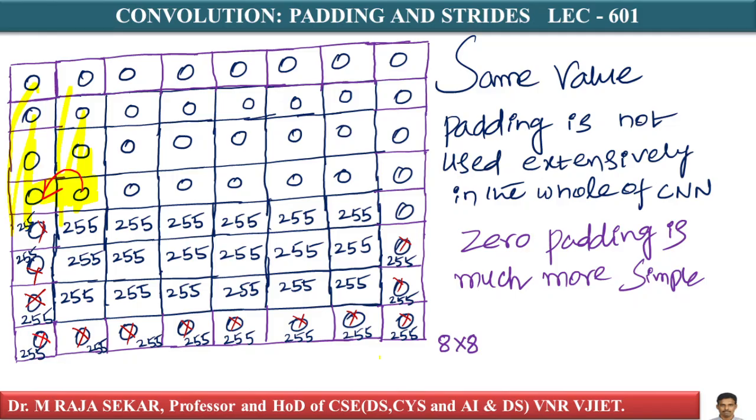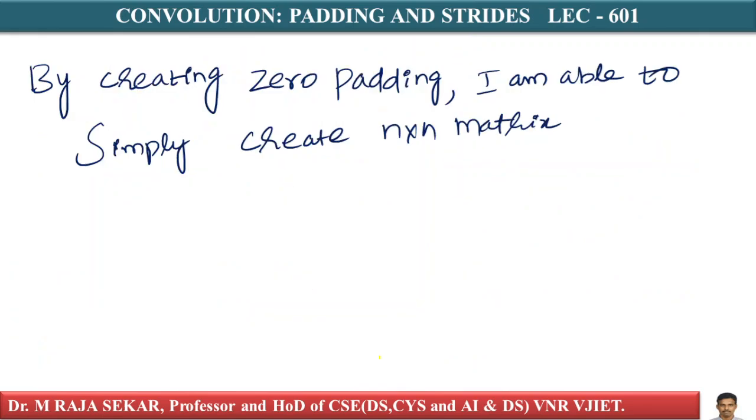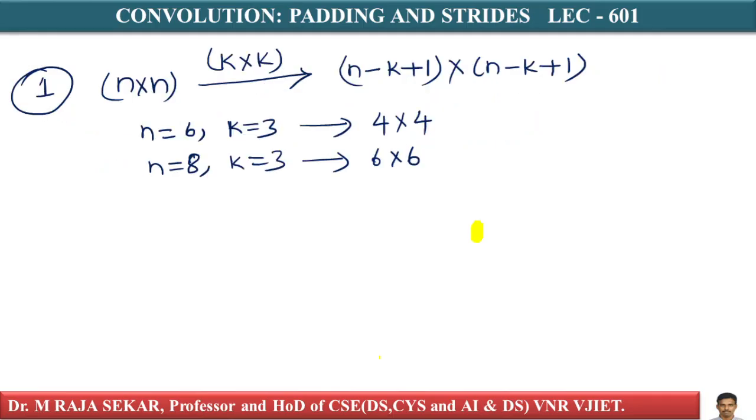So by creating zero padding, I am able to simply create the n by n matrix that I want. Let's go back to that case. By creating zero padding, I am able to create an n by n output matrix. Case 1: n by n is the input image size and your convolution size is k by k. You will get n minus k plus 1 into n minus k plus 1, but I need the output image size also n by n. This is your simple convolution.